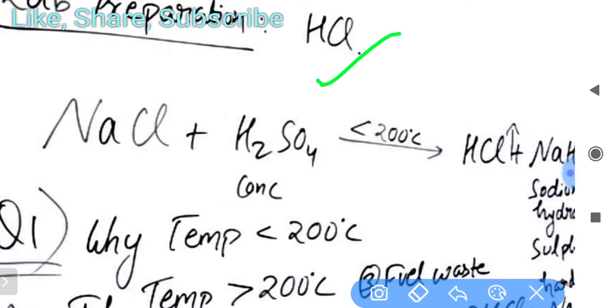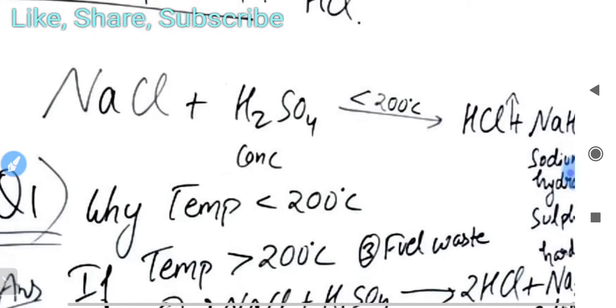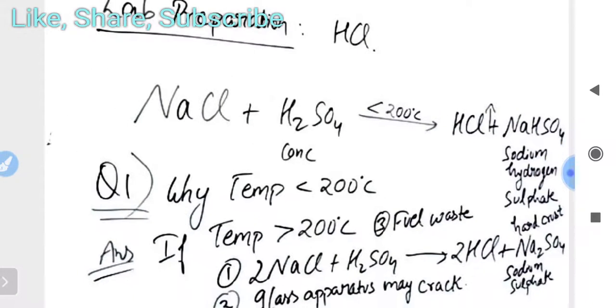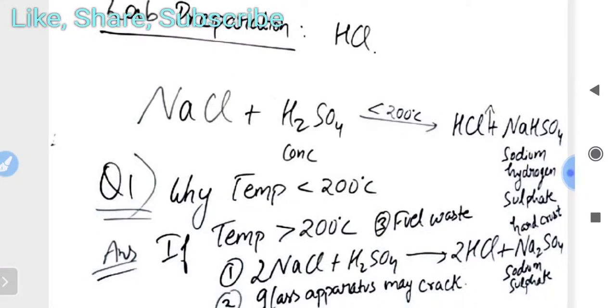Just to recall, we have to react sodium chloride with concentrated H2SO4, and the temperature should be not greater than 200 degrees centigrade, or below 200 degrees centigrade, and the formation of HCl takes place. And one compound, sodium hydrogen sulfate, is made in this reaction.